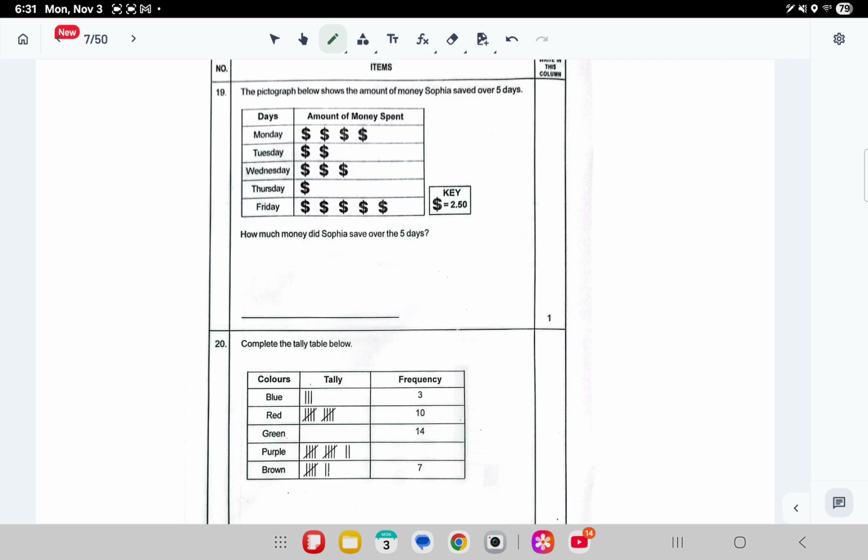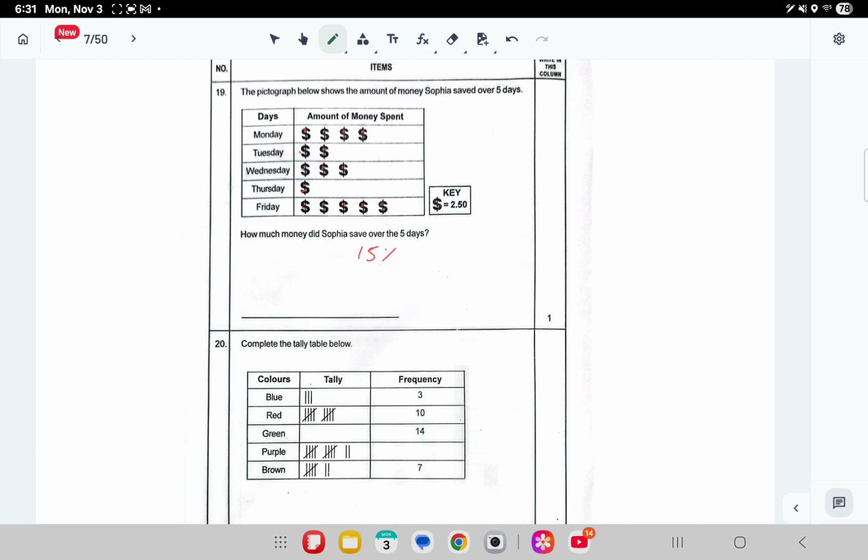Number 19, the pictograph below shows the amount of money Sophia saved over 5 days. How much money did she save over 5 days? So we know one of these graphics here represents $2.50. So what we can do is to calculate the total number of graphics shown. So that's 1, 2, 3, 4, 5, 6, 7, 8, 9, 10, 11, 12, 13, 14, 15.